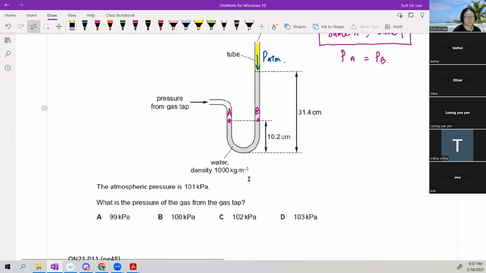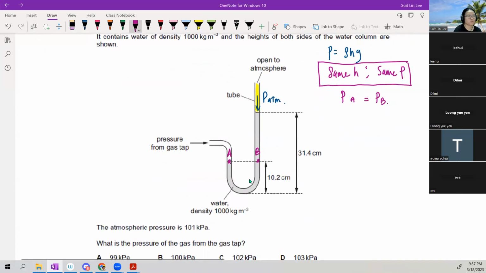You have water, but not that concerned. We know the atmospheric pressure, 101 kilopascal. So what is the pressure of the gas from the gas tap? From here, there's obviously gas pushing down. Okay, so you imagine you are standing at A and you look up, what's pressing down on you? The gas flow, because the gas comes from the pipe here. So on point A, there's the gas pressure.